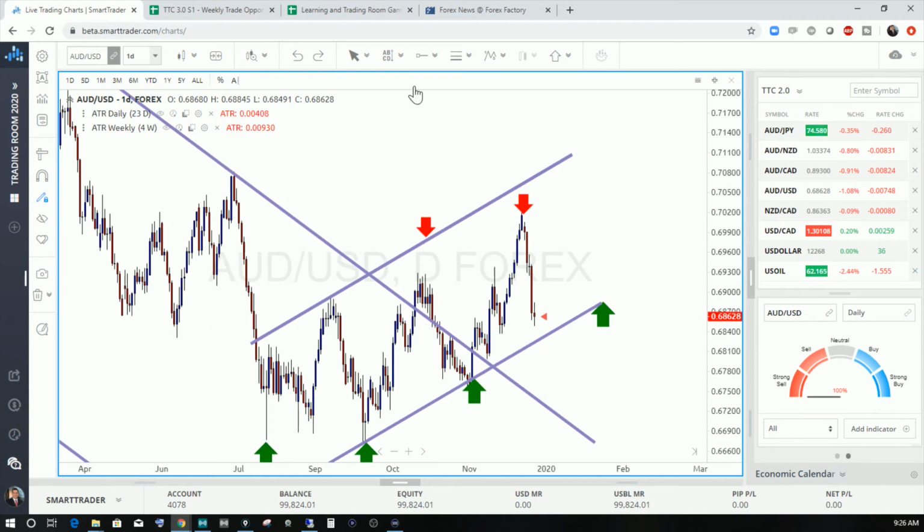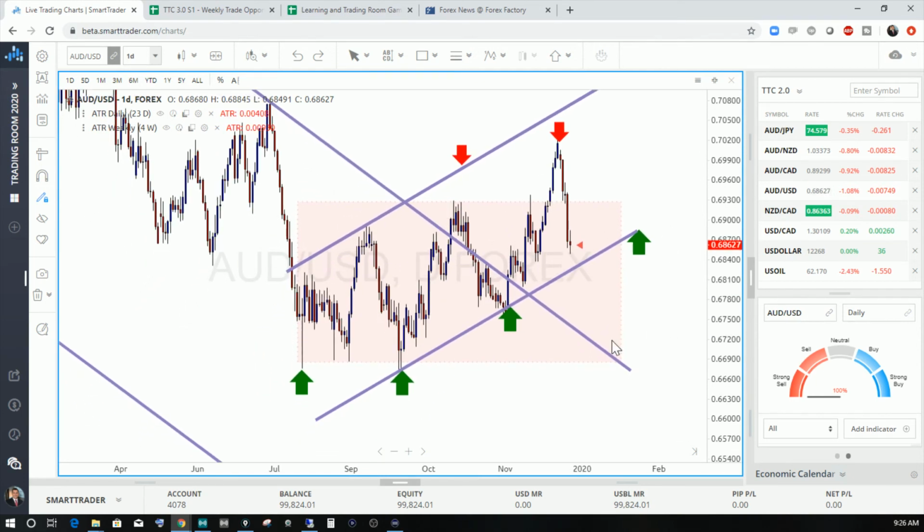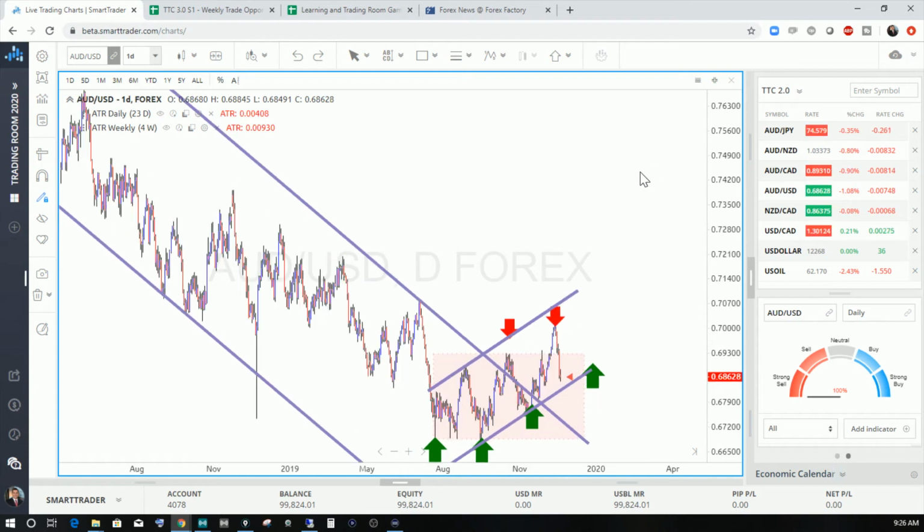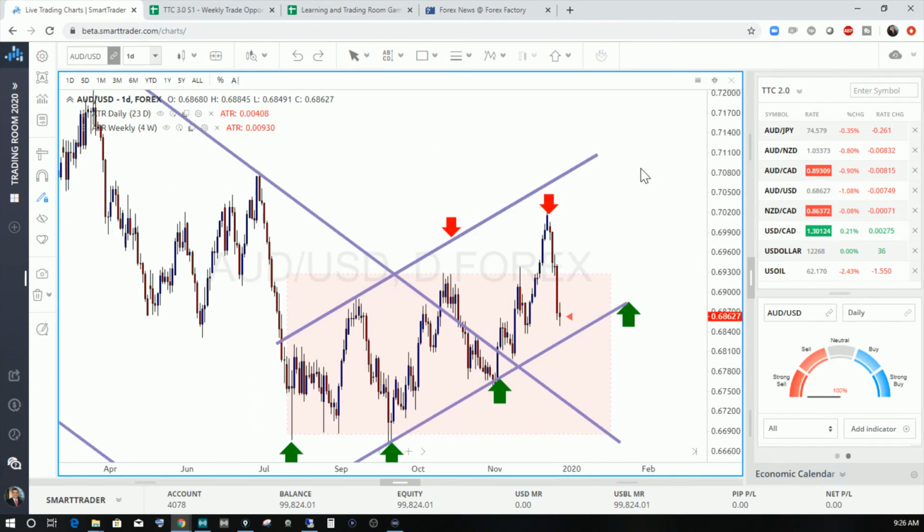Alright, so let's put that consolidation back in there and mark off that there. That is our range that we just recently traded out and traded back in again. Alright, so we've got this upward channel. Now that I've done this, we're looking at a little different setup, aren't we?